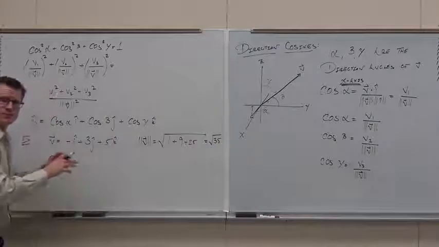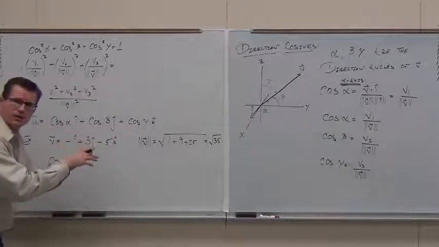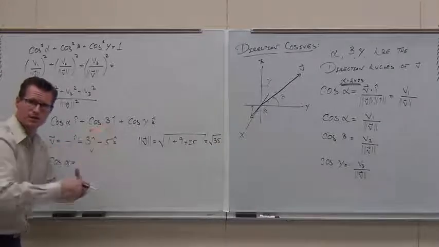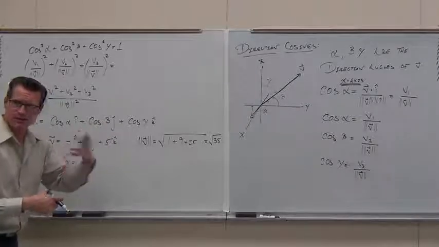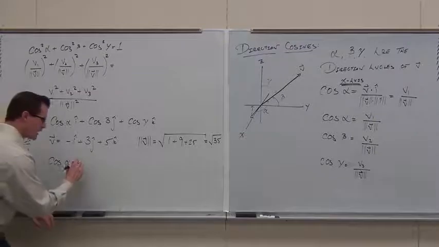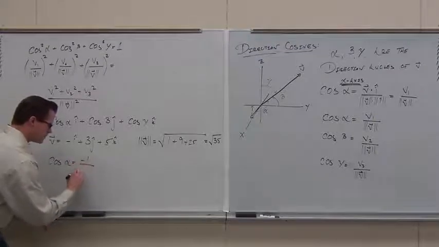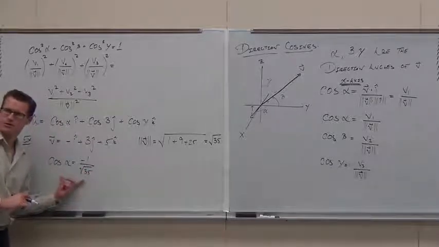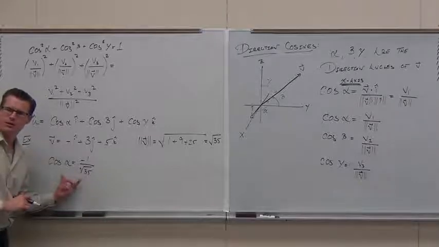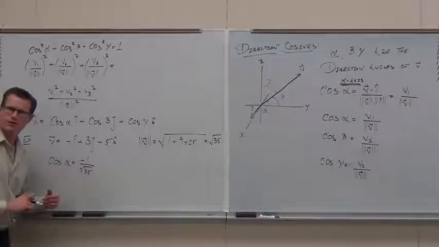Cosine alpha. You tell me the component that I need for cosine alpha. Is it x? Is it y? Is it z? It's really convenient, right? Because alpha has to do with the x-axis. It's the x component. So tell me specifically what I have over? Could you find alpha from this? How would you find alpha from that? Notice something? That's going to be more than 90 degrees.